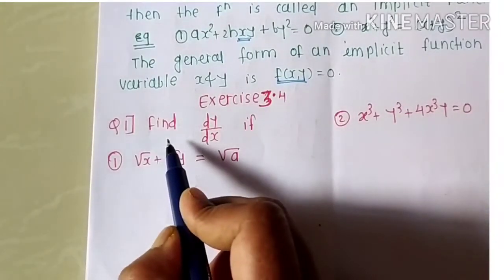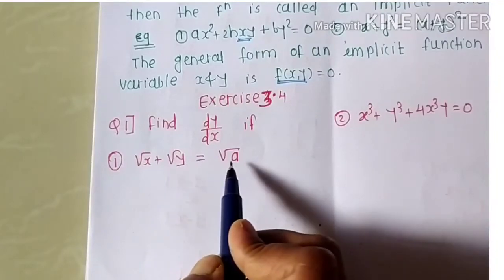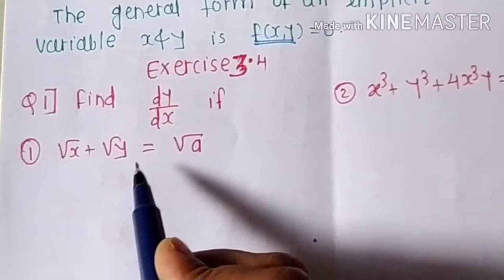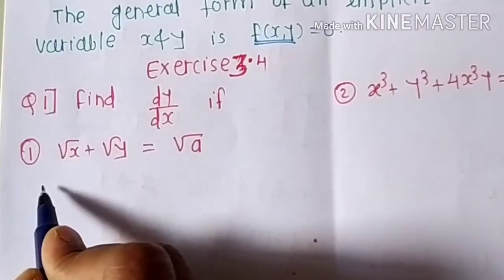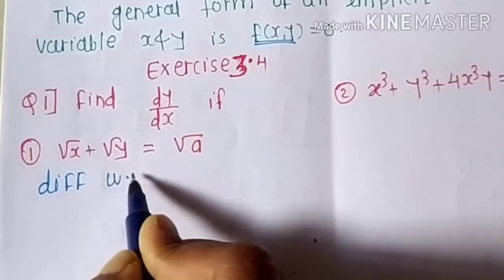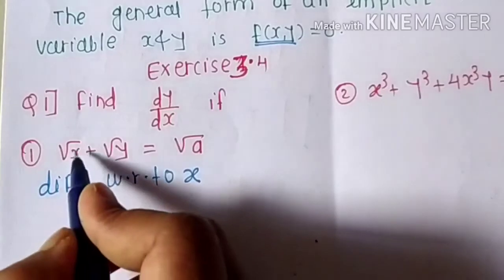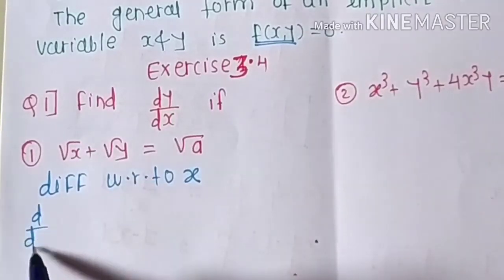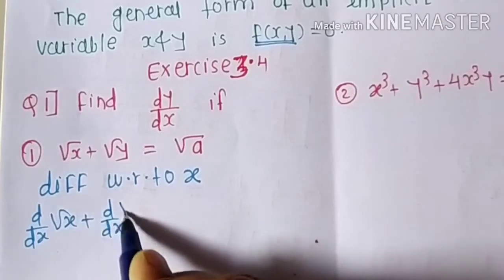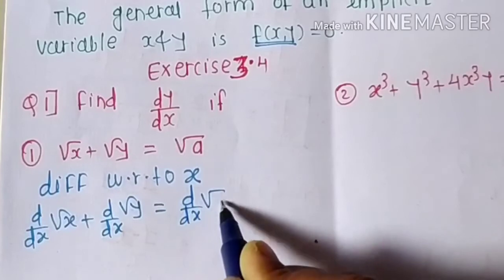Question number 1: find dy by dx if root x plus root y is equal to root of a. Here we have to differentiate this to find the value of dy by dx. Consider the given example and differentiate with respect to x on the left-hand side as well as the right-hand side. Then the derivative of root x plus the derivative of root y is equal to the derivative of root of a.